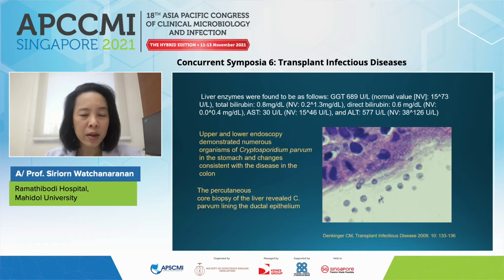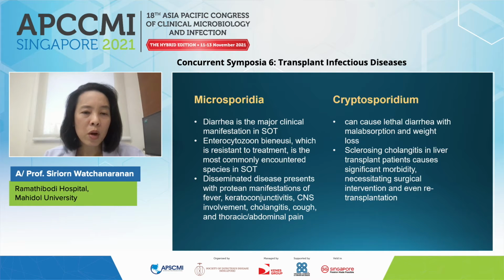Because of the diarrhea, EGD was done, and the tissue biopsy showed numerous Cryptosporidium parvum organisms in the stomach, and also changes consistent with infection of the colon. Because ALT was also high, up to almost 600, a liver biopsy was done in this case and showed the presence of the organism in the ductal epithelium. Next slide. What I have shown you were examples of cases with Microsporidium and Cryptosporidium after transplantation.